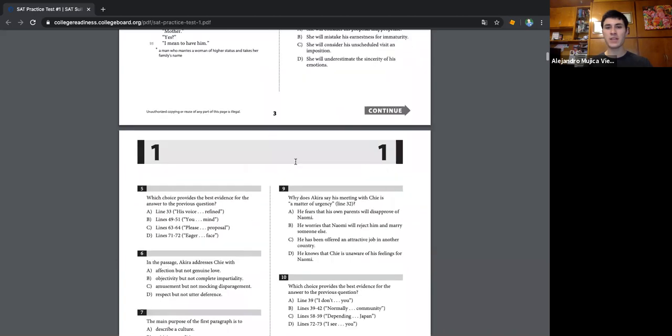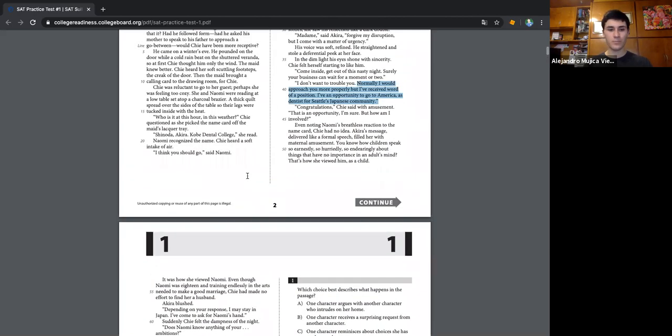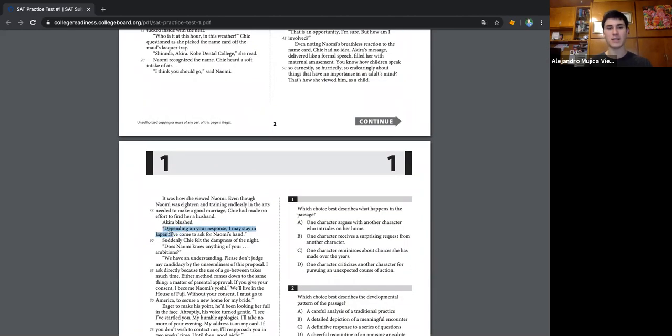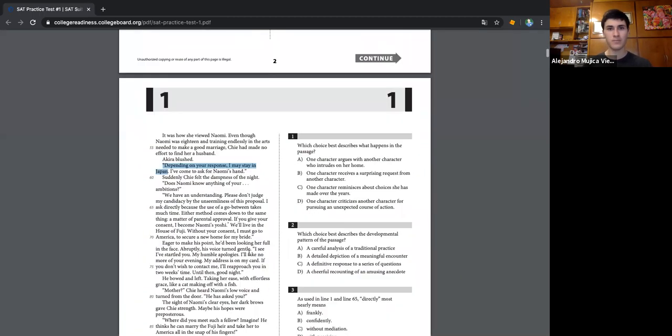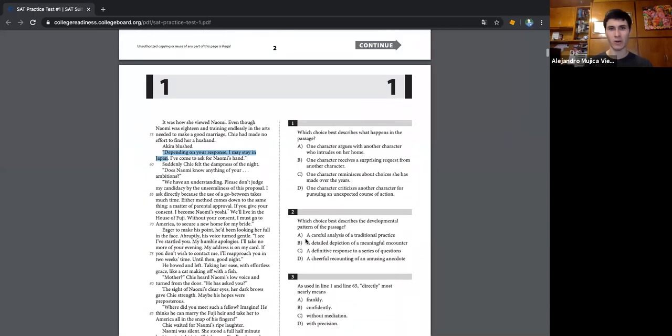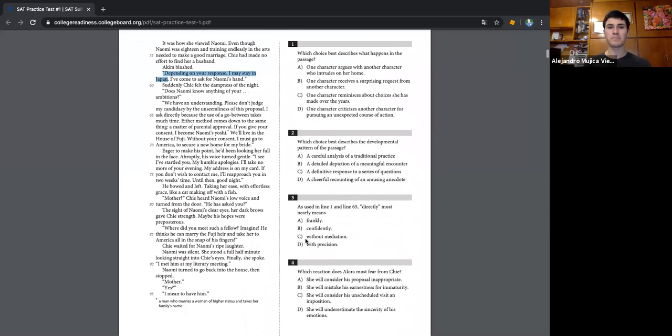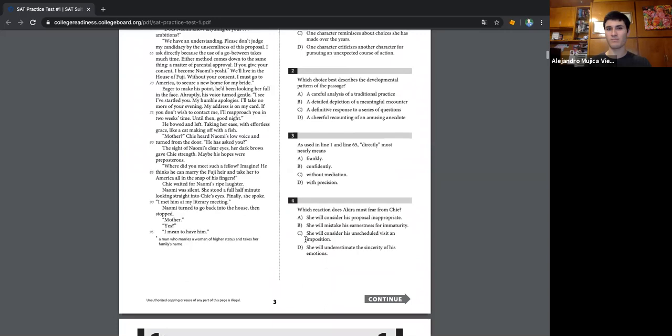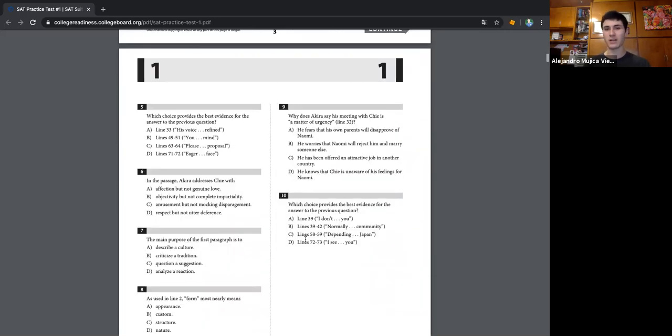Then we have 58 to 59. Depending on your response, I may stay in Japan. So yeah, I guess it sort of applies, maybe. I don't think it's as good as the other one, but it does mention that depending on this response, he may stay in Japan, but it doesn't really address why it's urgent. So let's just leave it at that.